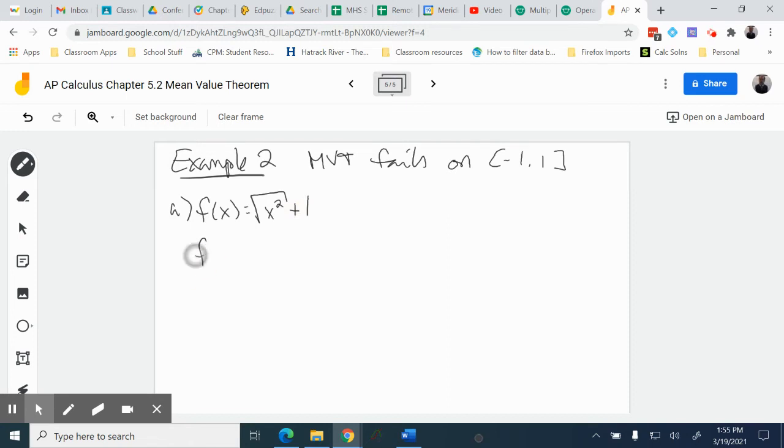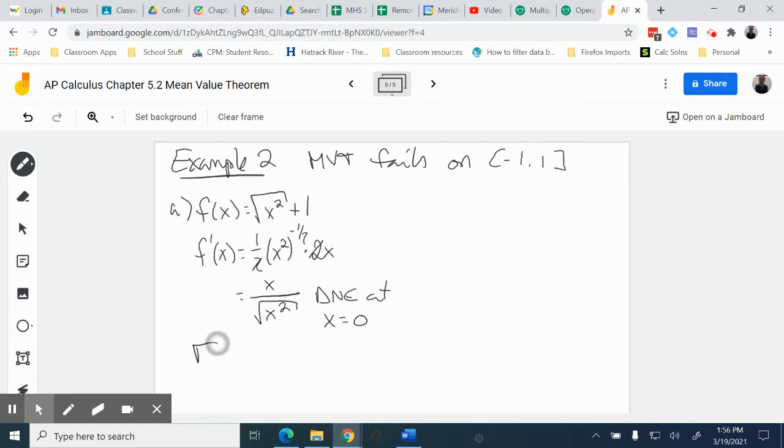So taking the derivative, f prime of x equals 1/2 x squared to the -1/2 times 2x. Rewriting this, we get x over the square root of x squared. And this derivative does not exist at x equals 0, which means that it fails due to the fact that it's not differentiable.